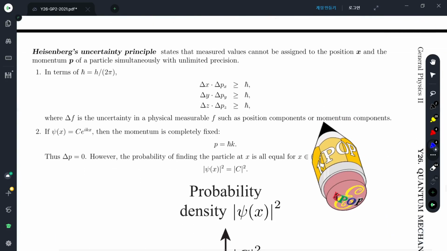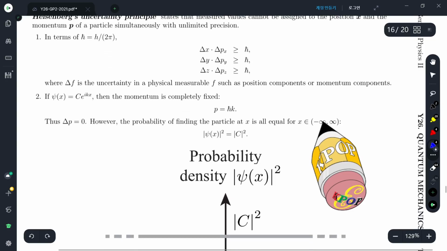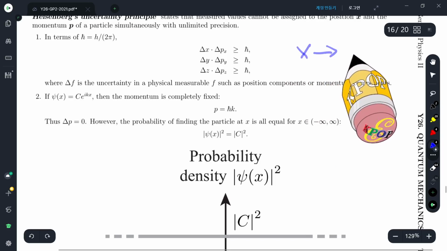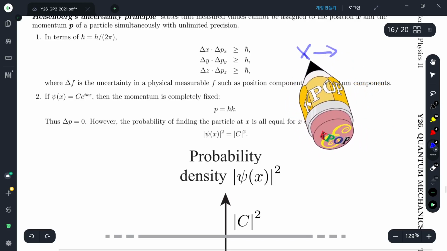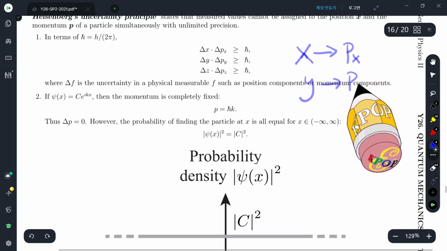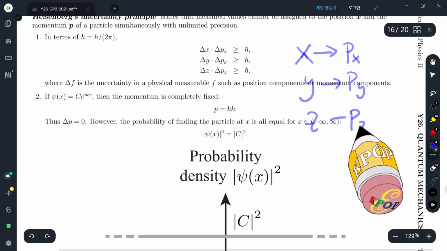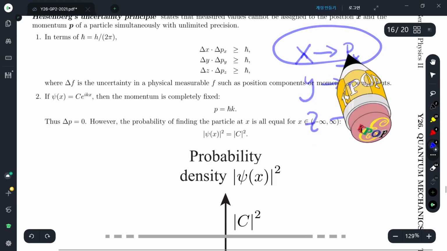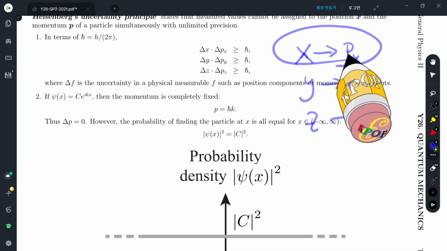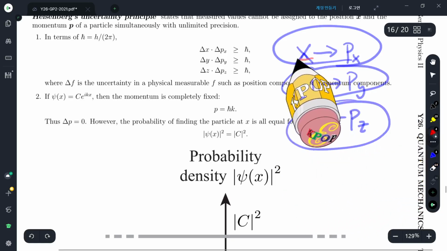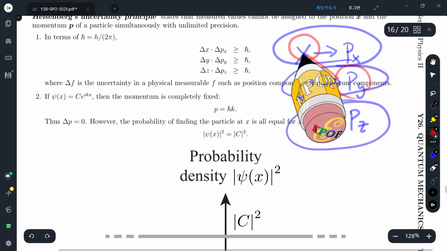Anyway, as I have already stated, there is an uncertainty of a coordinate and its corresponding conjugate momentum. The conjugate momentum of x is p x, of y is p y, and of z is p z. Both of them cannot be determined with absolute accuracy simultaneously. That is true for this pair and this pair. But it's possible to determine these two simultaneously.